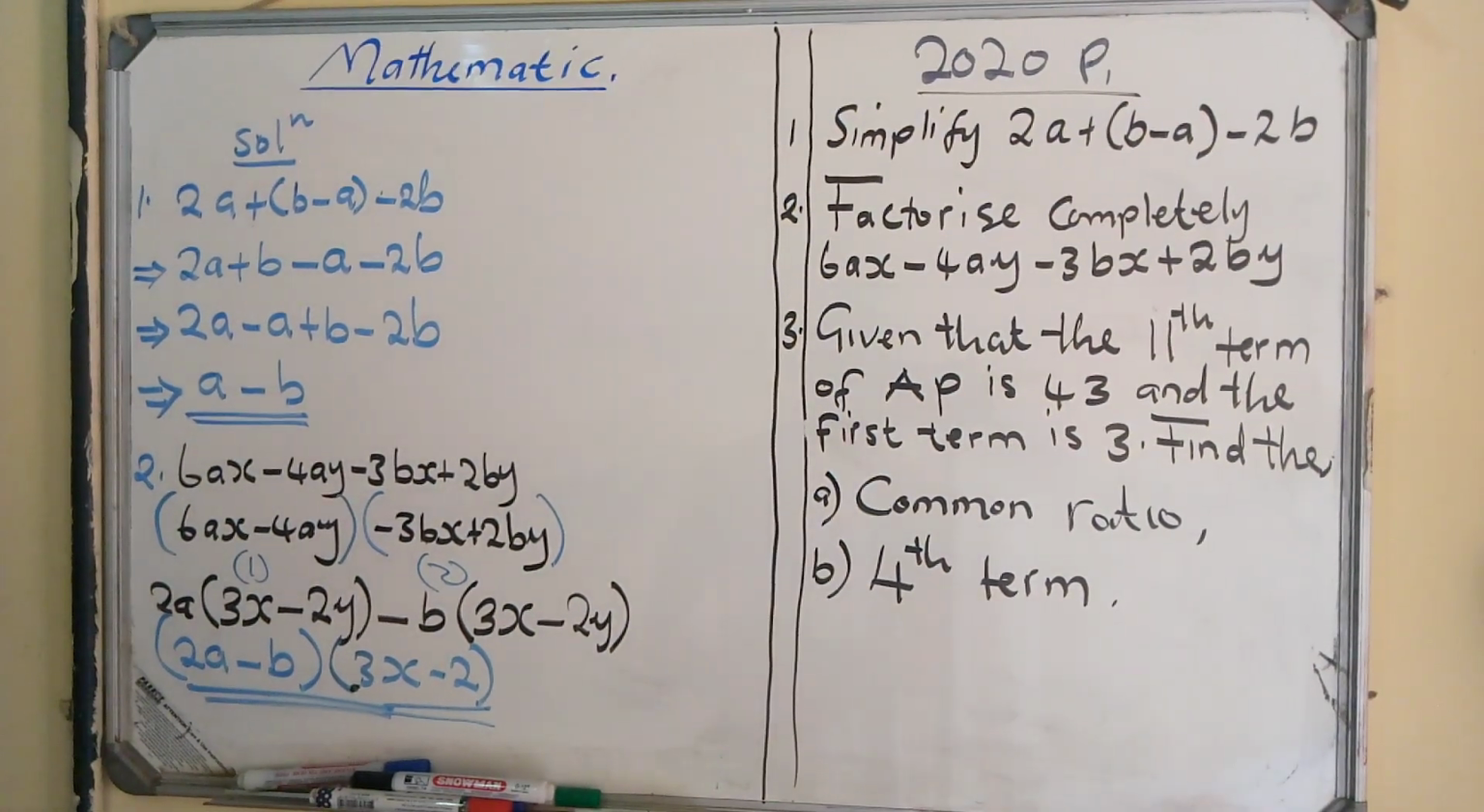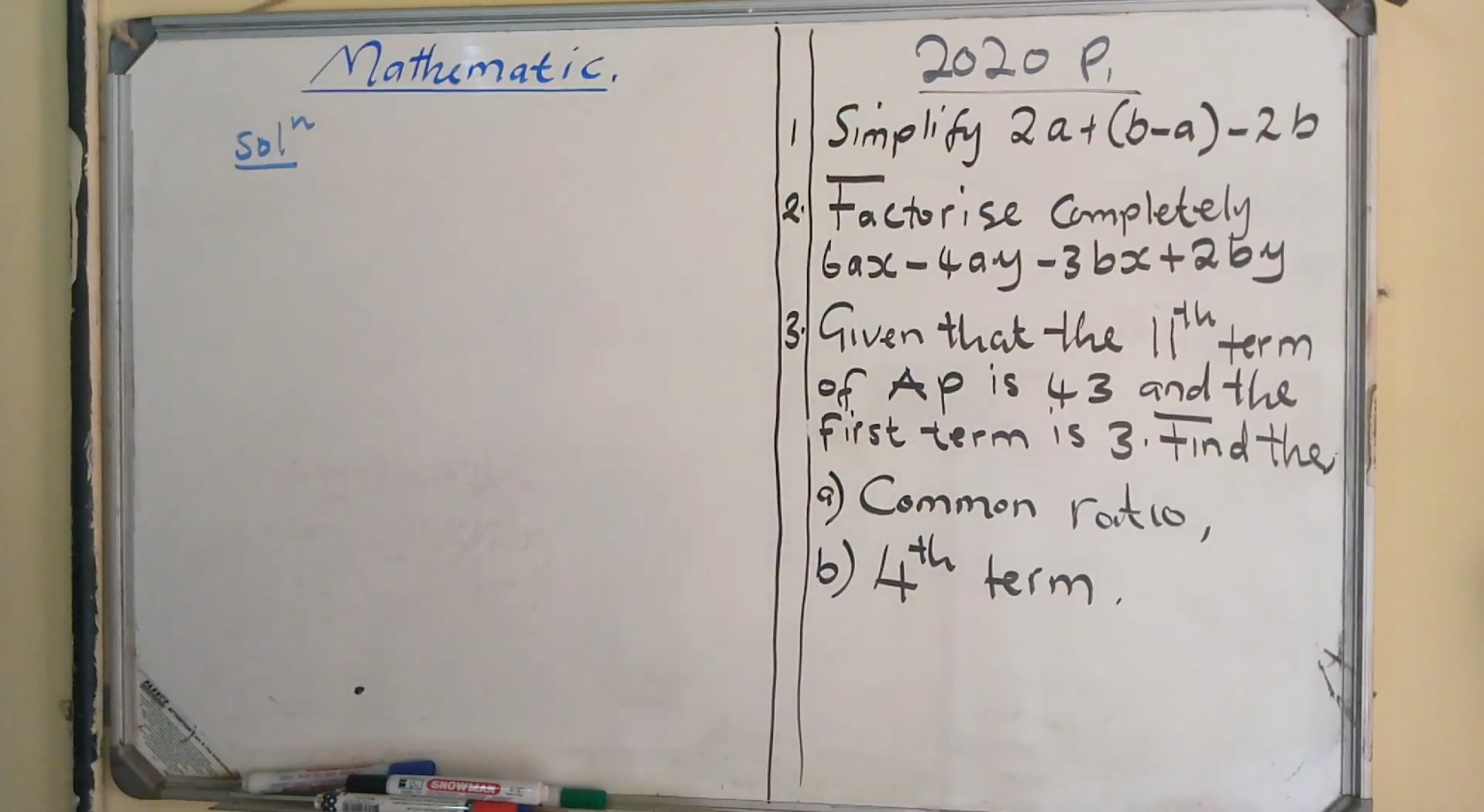Okay, so for question 3, you are going to allow me to rub this so that I will have space for the other question. So I'm going to rub question 1 and 2 solutions, and then I will solve question 3 there. Okay, now for question 3, it's saying given that the 11th term of an AP, which is arithmetic progression, is 43, and the first term is 3, find the common ratio.